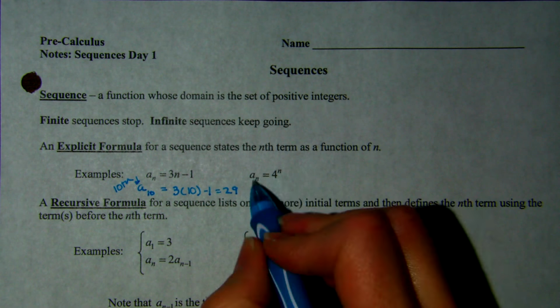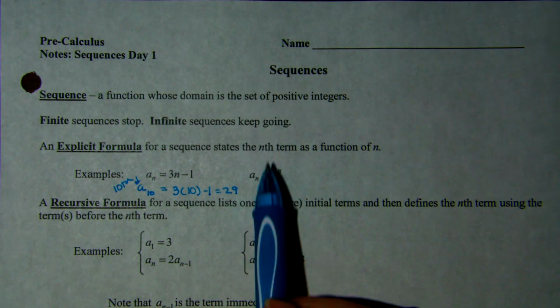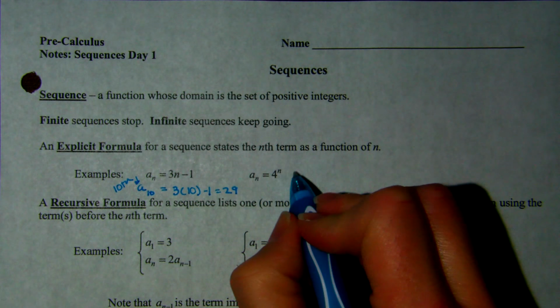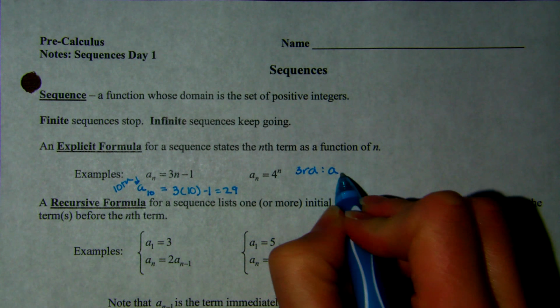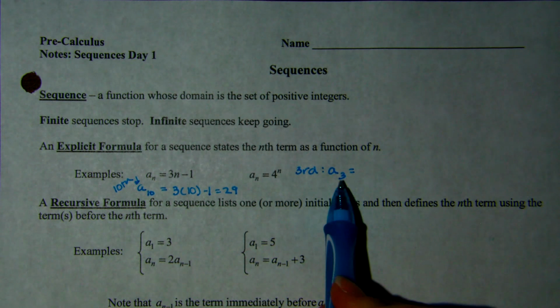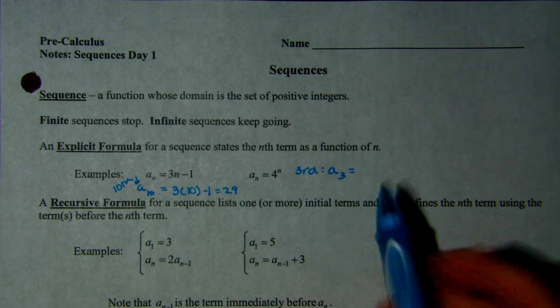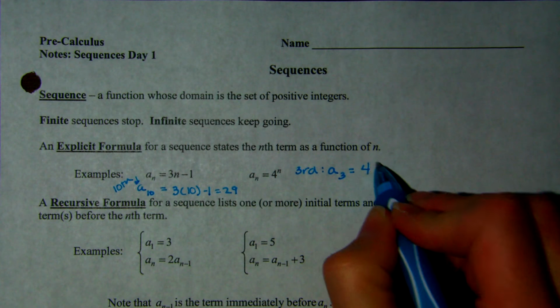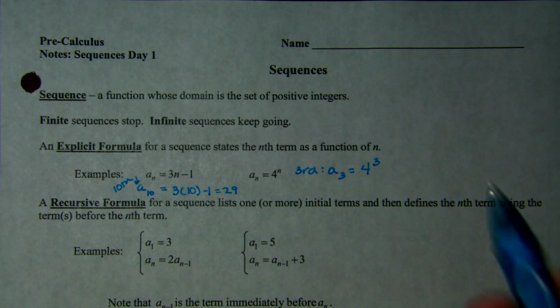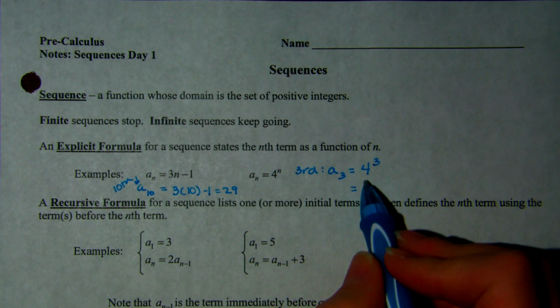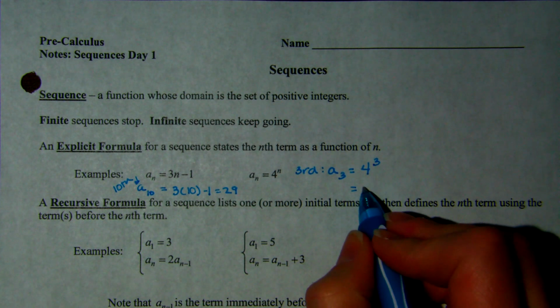The same thing here. This is an explicit formula, and I can say, find me the third term, which would be a sub 3. That n is the term number. So a sub 3, and that is 4 to the third power. I don't need to know what happened before, and I don't need to know what is happening afterwards to find that term. 4 to the third power is 64.